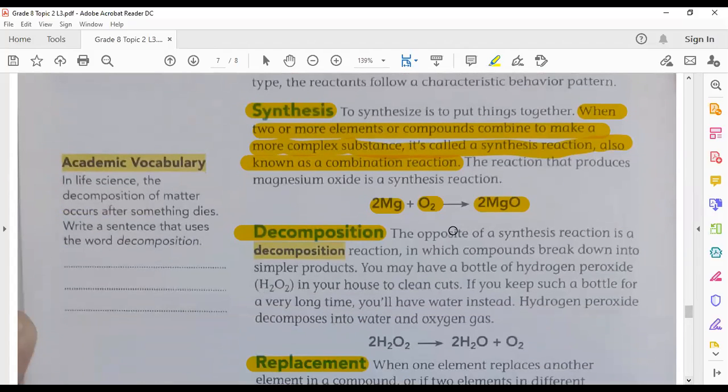For example, in this case, magnesium and oxygen join together to form magnesium oxide. This reaction, or this chemical equation, represents the synthesis or formation of magnesium oxide. Is this equation balanced or not?